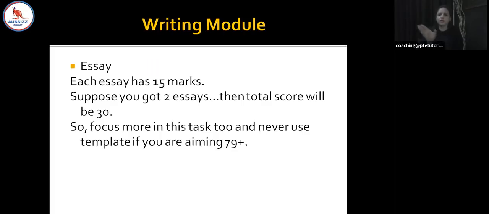That's why if you are aiming for 65 each, content score may vary because at that time you don't need much score. But when you are aiming 79 plus, I would say never use template. Because for we people, 1 score, even 0.5, 0.1 score matters. Why I'm saying this thing? Again, percentile game.